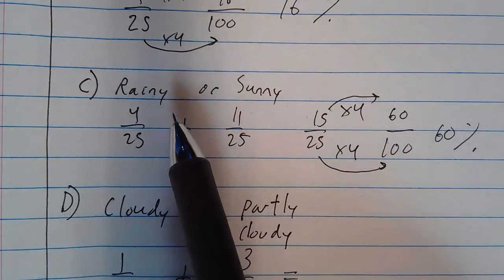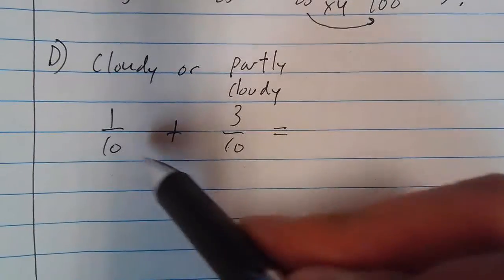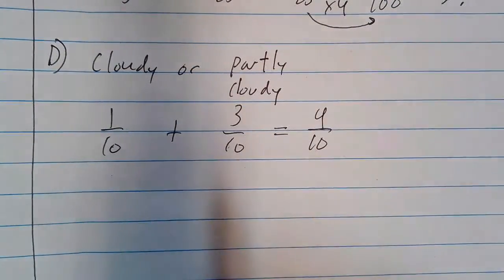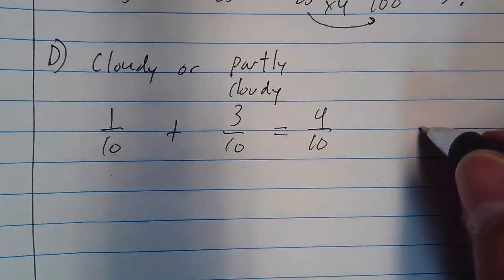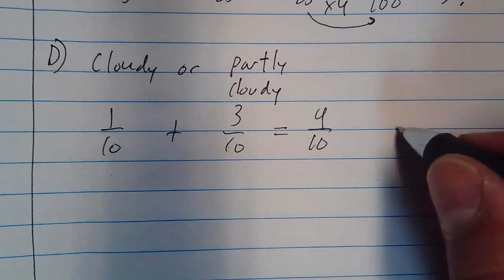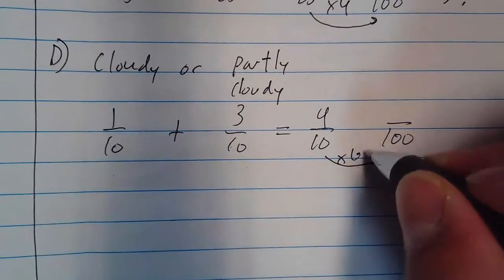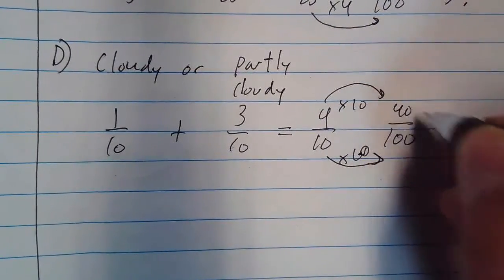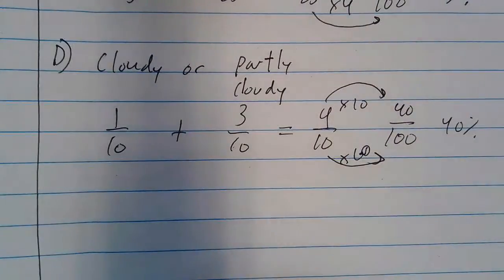Okay? So anyways, back to this. Just one real quick lesson. 1/10, 3/10, that means I have 4 days out of 10 that are cloudy in some way. Either fully cloudy or partly cloudy. Again, but we want a percent. Oof. Denominator has to be 100. 40 per 100. 40%. And that's it. I hope this helped. I hope this made sense.